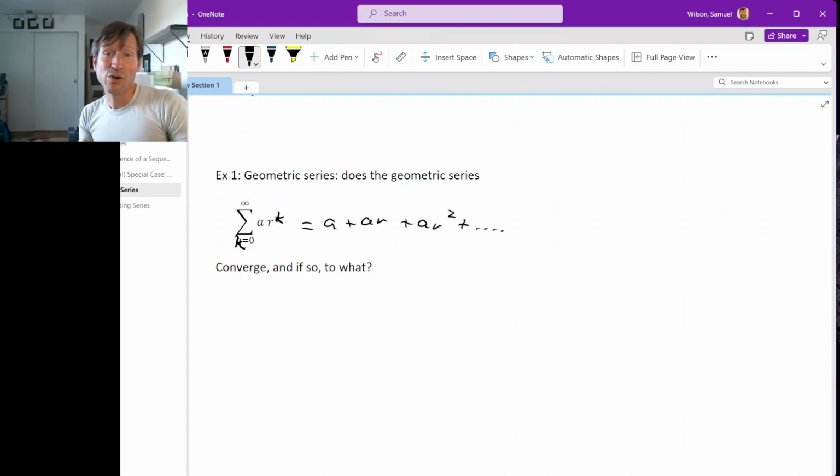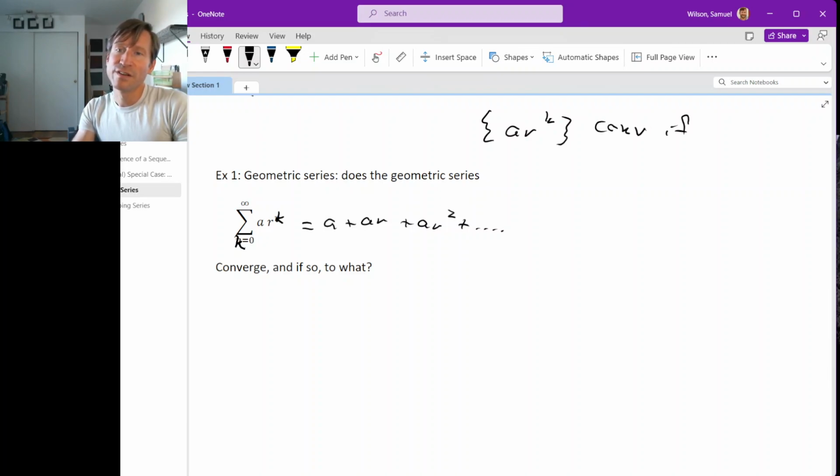Now, when we talked about whether the geometric sequence converges, we figured out that it only converges if the absolute value of r is strictly less than 1. So if these individual terms aren't going to 0, they aren't going to add up to a finite number. So we should really only consider geometric series where the common ratio is between -1 and 1.